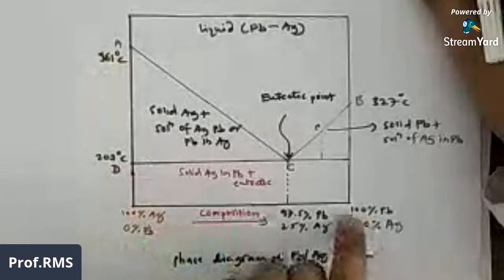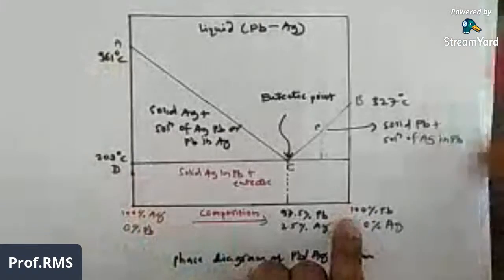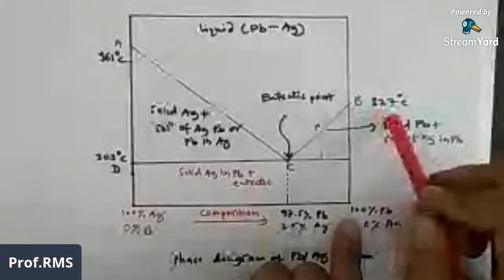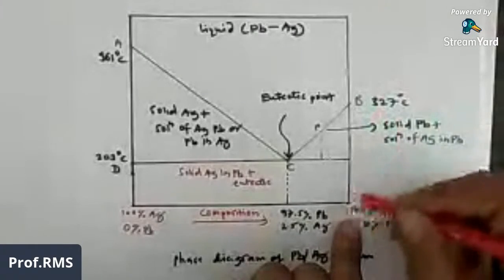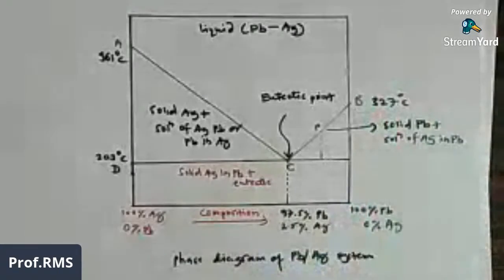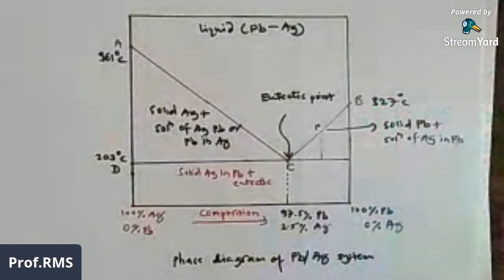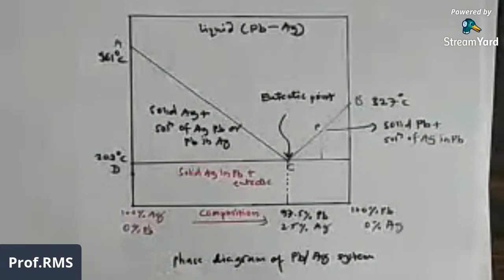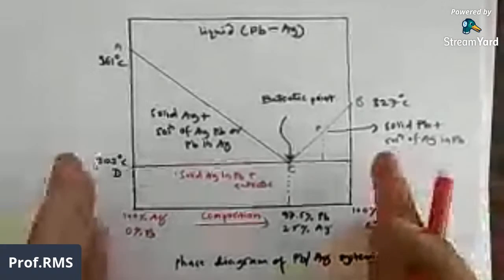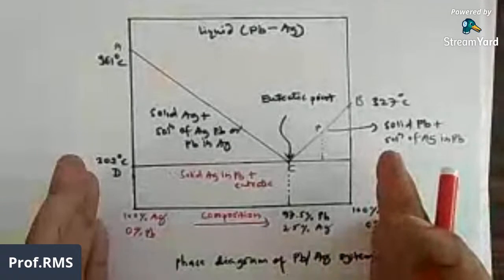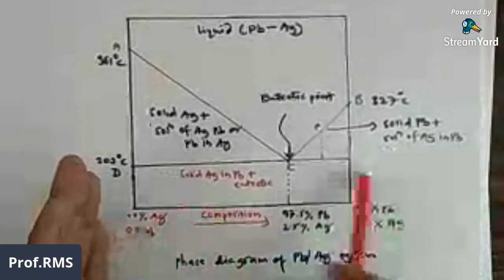On the other hand, at this point, 327 degrees Celsius, is the melting point of pure lead. It means that at this point it starts to melt. Okay. Now, just consider the area in between these two pure forms of metals.